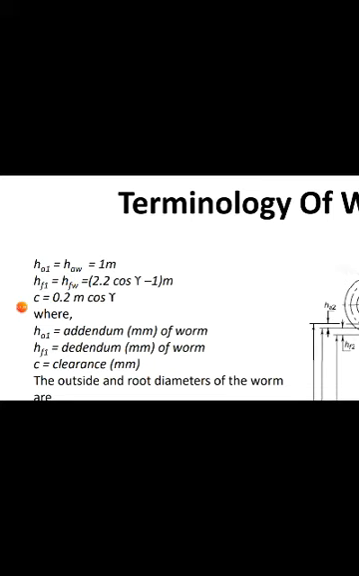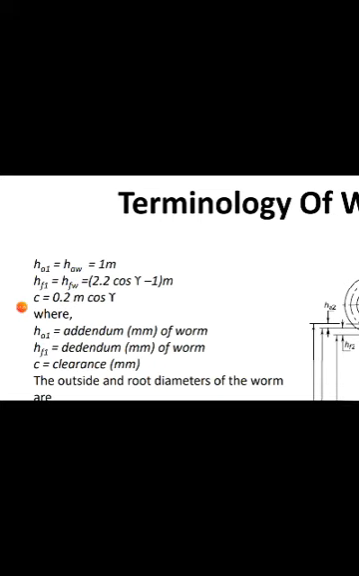Then dedendum is given by HF1. A stands for addendum, F stands for dedendum, and 1 stands for worm or threaded shaft, or it is W. In some books W is given, in some books 1 is given. So dedendum indicates the depth of tooth below the pitch circle. It is the radial distance between the pitch and the dedendum circle, and C is your clearance. So here we can see the formula for dedendum. HF1 is equal to HFW, that is equal to (2.2 cos of lead angle minus 1) into module.